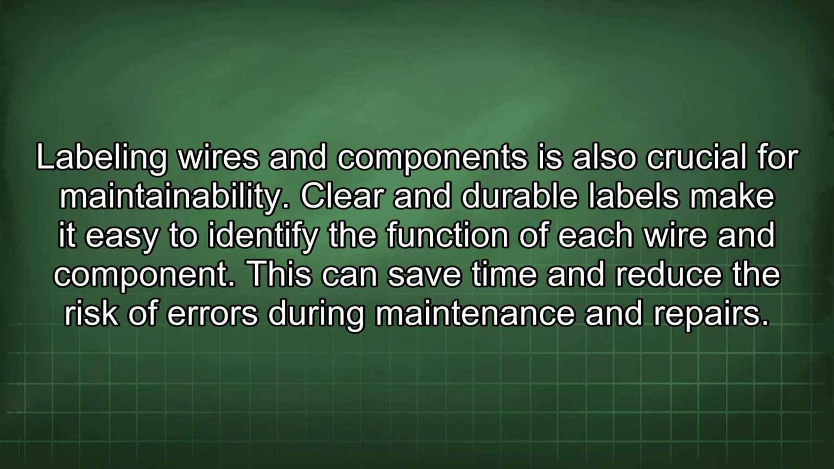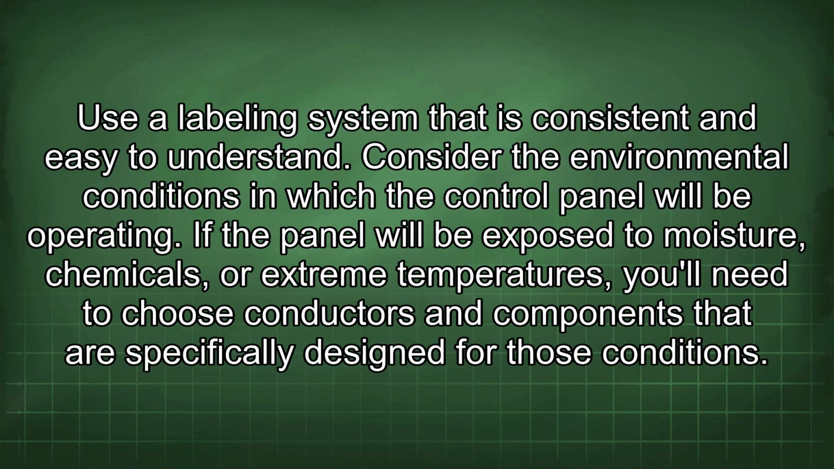Labeling wires and components is also crucial for maintainability. Clear and durable labels make it easy to identify the function of each wire and component. This can save time and reduce the risk of errors during maintenance and repairs. Use a labeling system that is consistent and easy to understand.